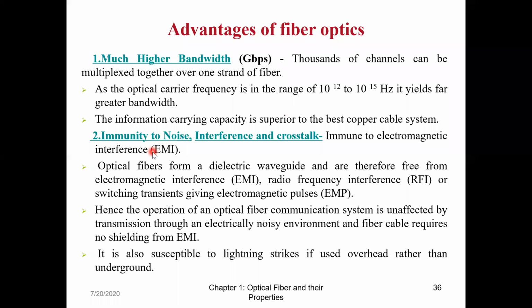The second most important advantage of fiber optics communication system is immunity to noise, interference, and crosstalk. Since the signal is in the form of light, it is immune to any electromagnetic interference. This is the biggest advantage of fiber optics communication. Optical fibers form a dielectric waveguide and are therefore free from EMI, that is electromagnetic wave interference. Now, what is a waveguide? You will study waveguide in detail in microwave. Waveguide means I am able to guide that particular signal.